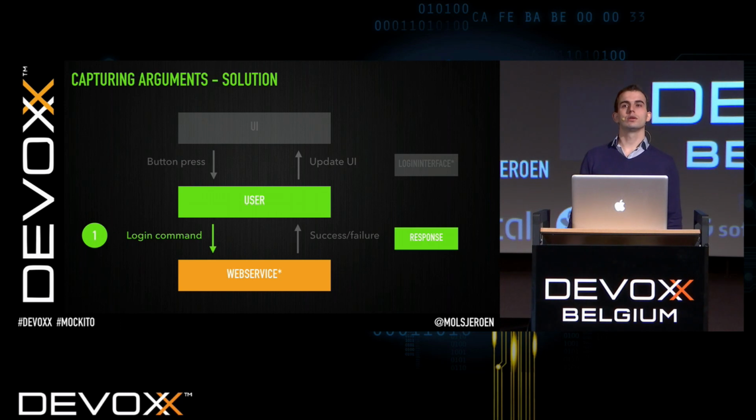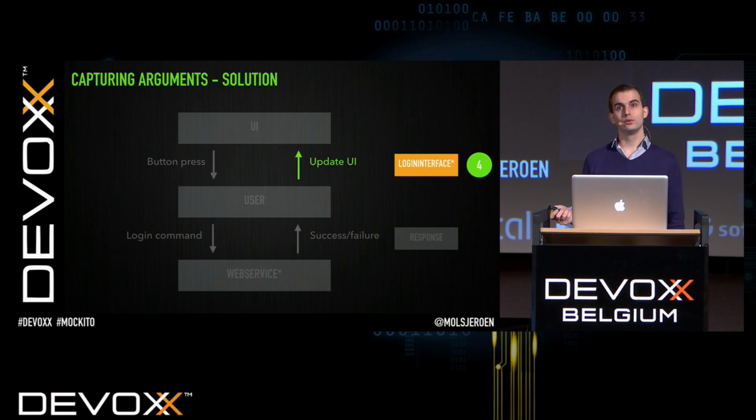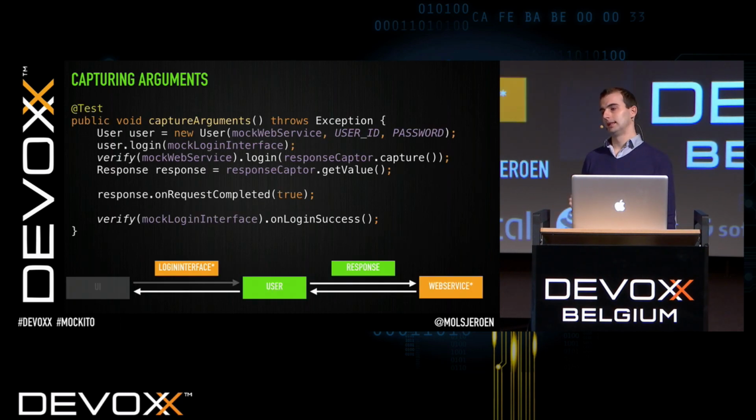First, we're going to invoke login on the user, so the user does the login call on the web service. Well, when the user does that, because some way or the other we need to get a hold of the response object that the user creates internally, right? So when the user calls a login command, then we're just going to intercept the object it created internally and pass it along to the web service. And once we have that, we can simulate the success or failure, and then do the verification that the user updates the UI accordingly. Well, this is how it looks.